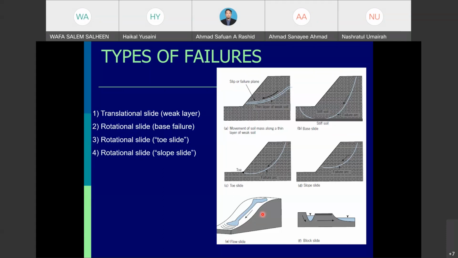Rotational slide for slope number 4. And flow slide, this is debris flow, viscous fluid behavior. And this is a block slide, when this part will be moved as a block, due to it having two different water reservoirs.